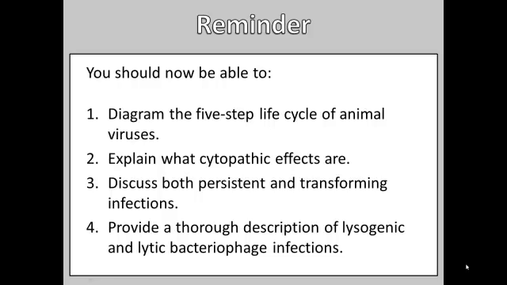That's it for this topic. You should now be able to diagram the 5-step life cycle of an animal virus, explain what cytopathic effects are, discuss both persistent and transforming infections, and provide a thorough description of lysogenic and lytic bacterial phage infections.